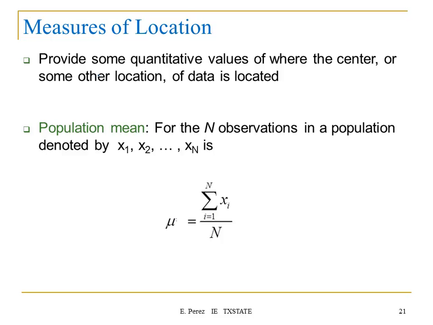Now, I want you to see the difference. This is also a measure of location, but now we are looking at the population mean. It's the same formula, but there's a small difference. Can you see what the difference is? You're using capital N. Capital N means that you're taking into account all the units.